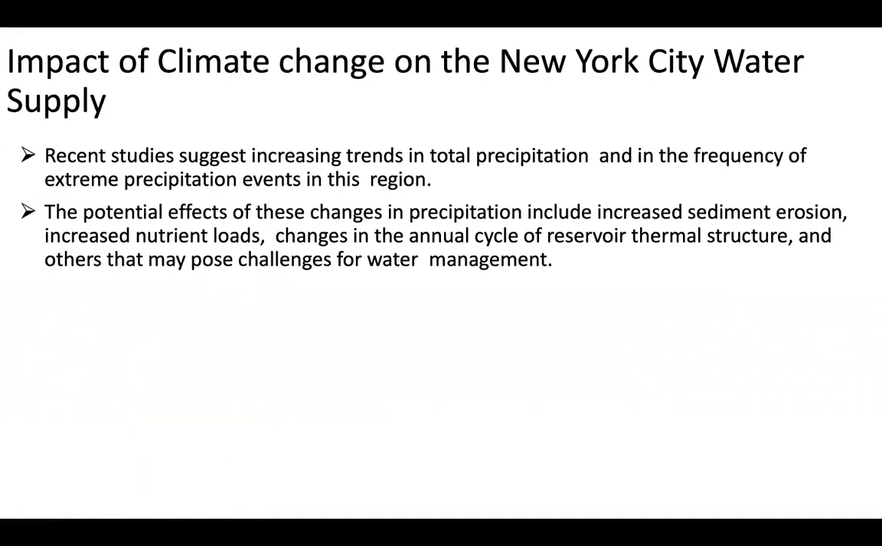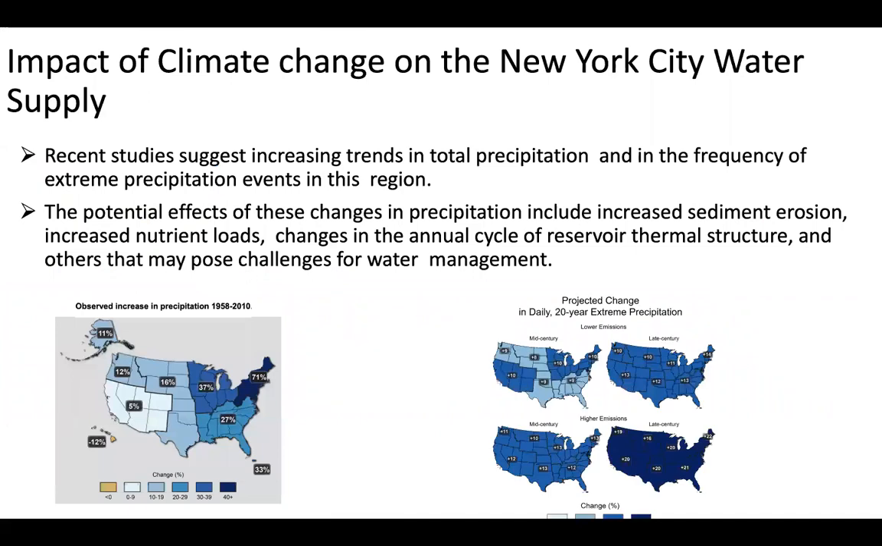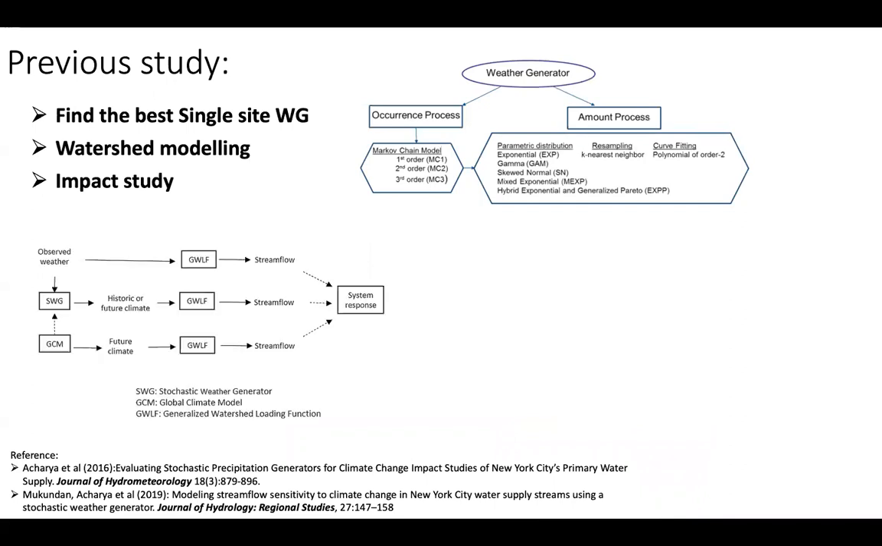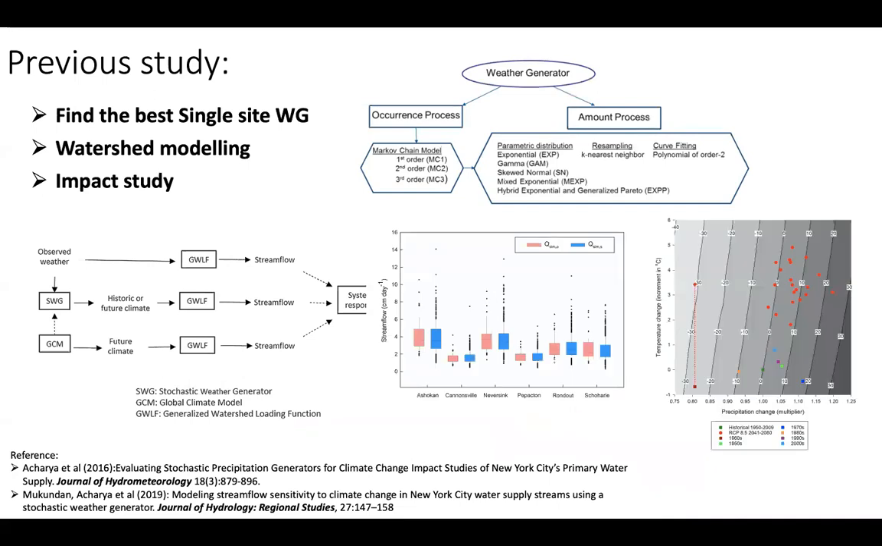And mostly in the studies on this particular area, which is the northeast, we found that it's going to be wetter, because it has a lot of chances of more frequent extremes, which is a huge problem in terms of increased sediment erosion, increased nutrient loads, and changes in the annual cycle of the reservoir thermal structure, which actually impacts water quality hugely. So it's an ongoing study. And in the previous study, we worked with different kinds of weather generators based on statistical methods. And then we ran the watershed model, and then we generated different scenarios.